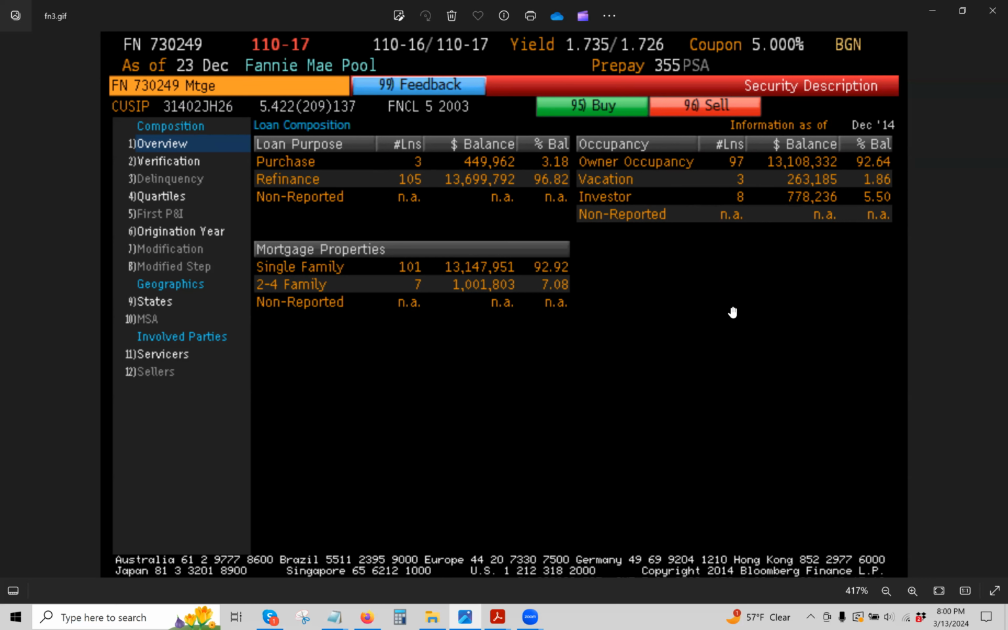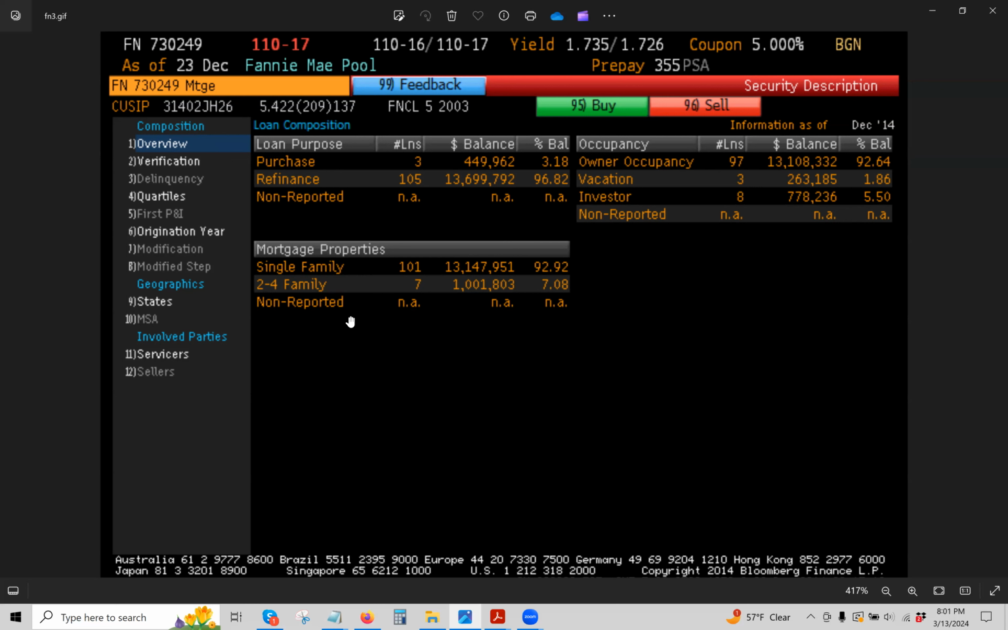So if you look here, now you know owner-occupied loans, 97 of them are in here, 97 loans, and that's 92% of the balance. And you see the vacation homes. There are 3 vacation homes in there. 8 investor homes. So it gives you a breakdown of that.